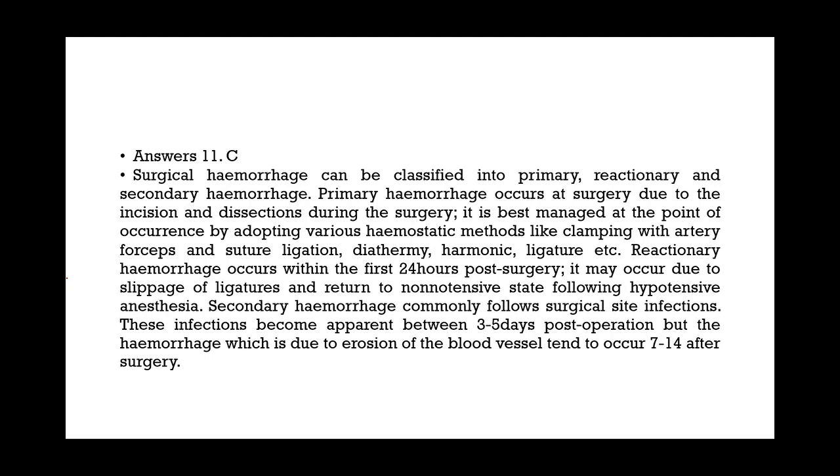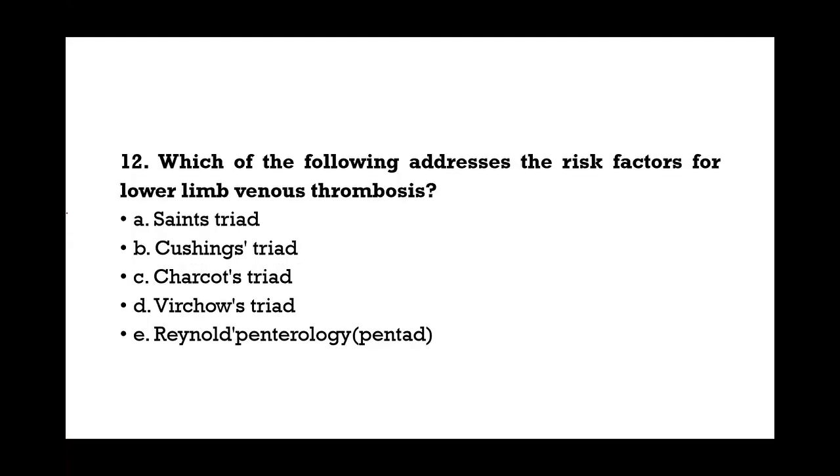Secondary hemorrhage commonly follows surgical site infection. These infections become apparent between 3 to 5 days post-operation, but the hemorrhage, which is due to erosion of blood vessels, tends to occur 7 to 14 days after surgery. Now, this point is very important. Usually, post-operative infection occurs within 3 to 5 days. However, for the infection to lead to hemorrhage, that bleeding occurs 7 to 14 days.